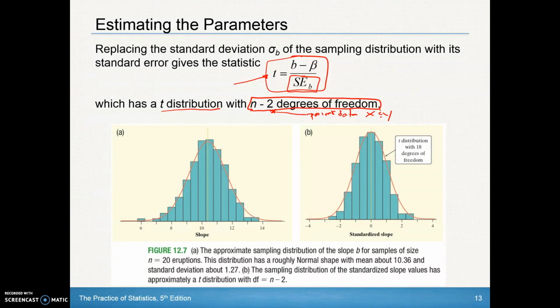So the approximate sampling distribution of the slope b for samples of size 20 is what we have here. That goes back to that previous slide where we had the 1,000 b values plotted out. And that's where we had a sample mean of about 10.36 right here, and our standard deviation was about 1.27. If we normalize that, the sampling distribution of the standardized slopes is approximately a t distribution. And both look pretty normal.